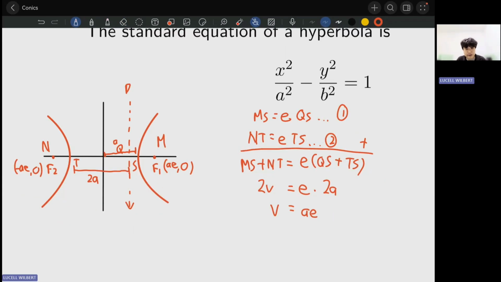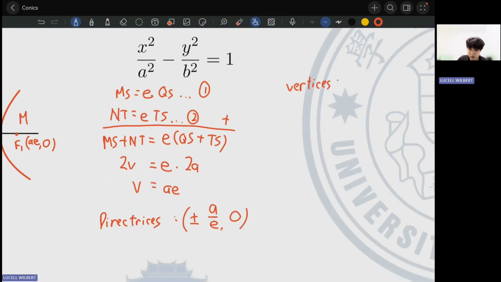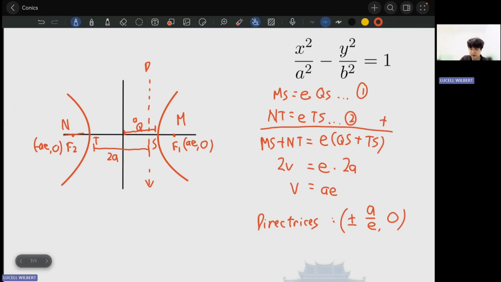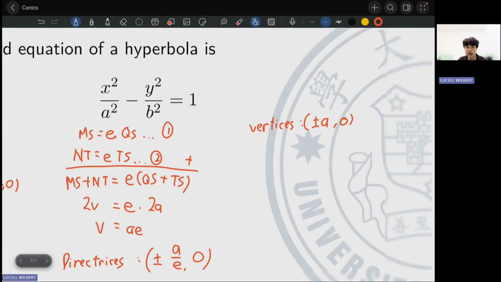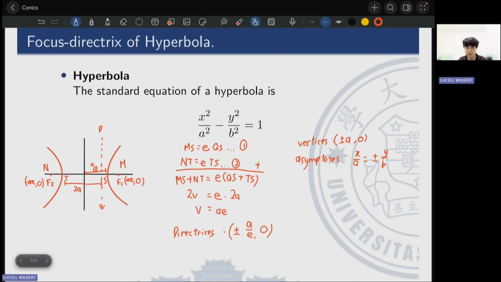Now we need to find the directrix, and this directrix is the same as the directrix of the ellipse. When the x-axis line intersects the hyperbola, there are the vertices. And another thing is the asymptotes. Therefore, we have found the foci, directrices, vertices, and the asymptotes of the hyperbola.